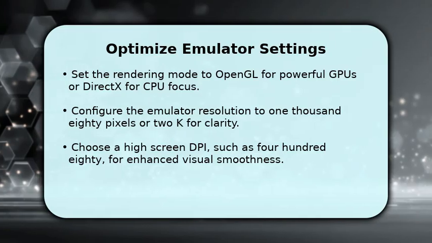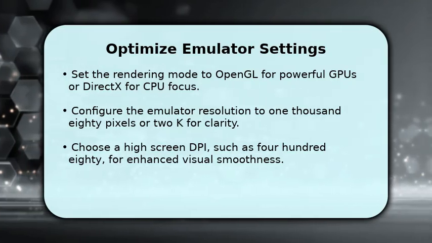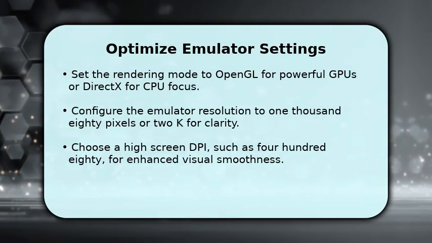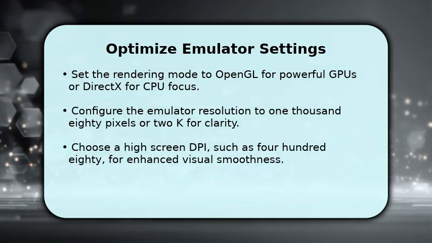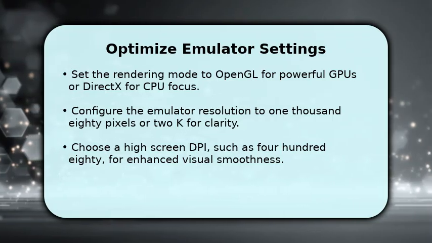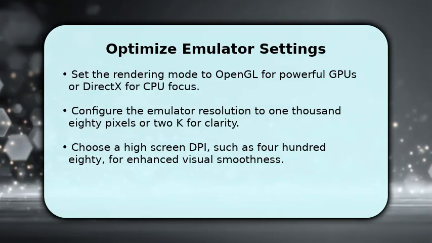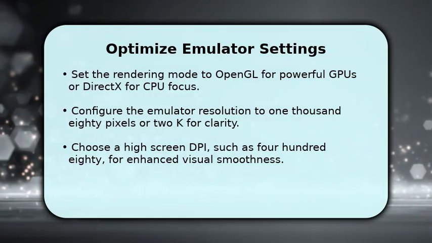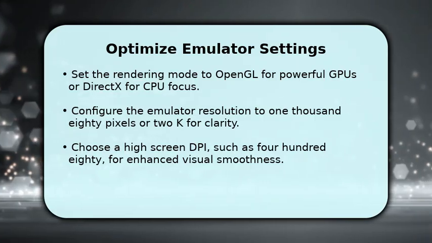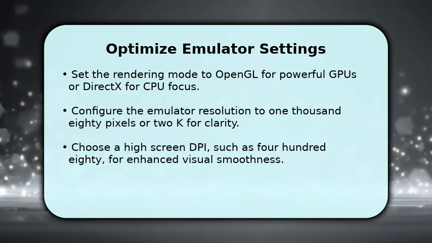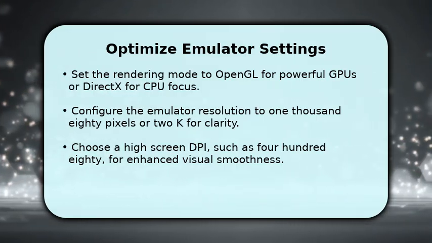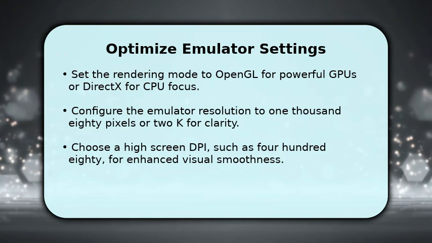Next, let's optimize your emulator settings for Ultra HD. In Game Loop's engine settings, choose OpenGL if you have a strong graphics card, or DirectX if your CPU is more powerful. Set the display resolution to 1080 pixels or even 2K, depending on your monitor and graphics card capabilities. For sharper visuals, select a high screen DPI, like 480. Also, customize the model to a high-end device, such as the Samsung Galaxy S20 Plus.